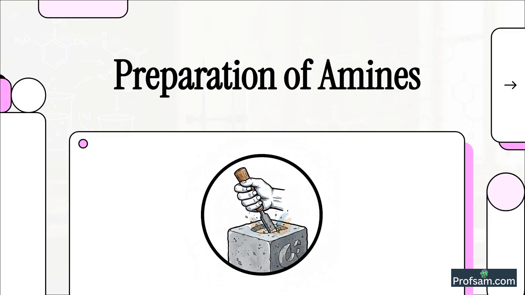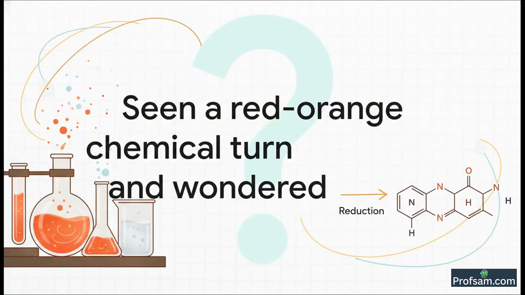Today, we're going to look at a very important topic in organic chemistry, the preparation of amines. Let's start with something you might have seen in your school lab. Imagine a flask with a vibrant red-orange chemical inside, and as you watch, it slowly turns completely colorless. What is happening? Is it some kind of magic? No, not at all. It's pure chemistry. And this simple observation is the key to unlocking today's entire topic.